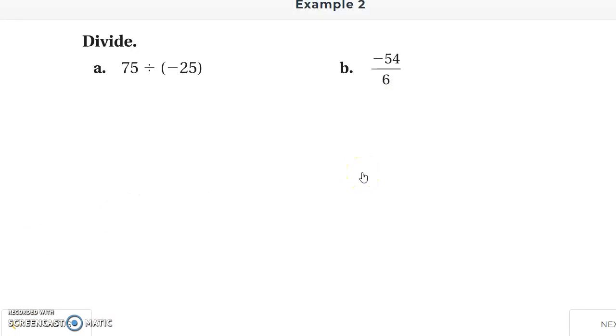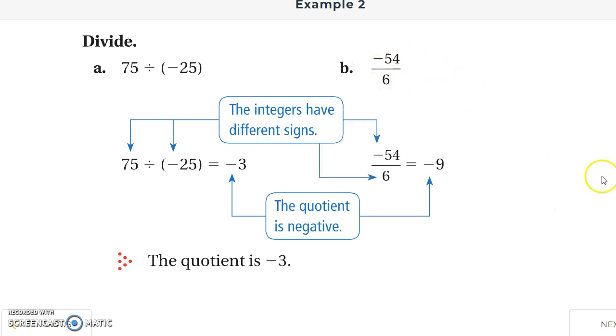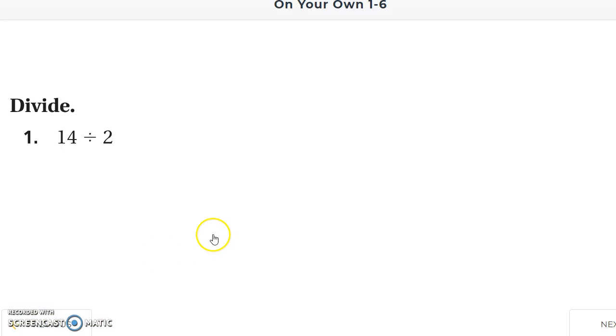Easy as that. Take a look at example 2. I have two integers with different signs. You guessed it, my quotient will be negative. Nice job. 54 divided by 6. I notice that they have different signs, so here we go. A negative quotient. Piece of cake. Let's practice so you can apply those rules.